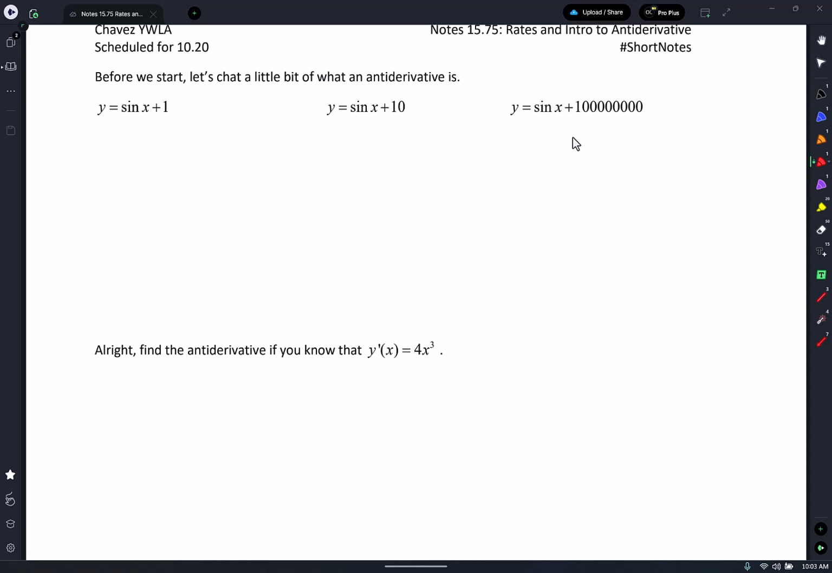We're gonna get the idea of antiderivative in, which is pretty much the inverse operation of a derivative, right? Like multiplying and dividing. So don't worry, we're gonna be fine.